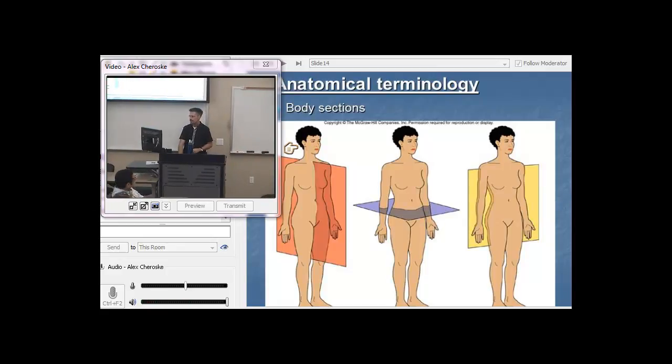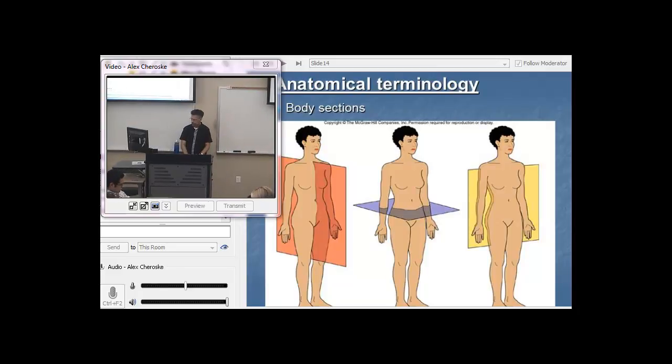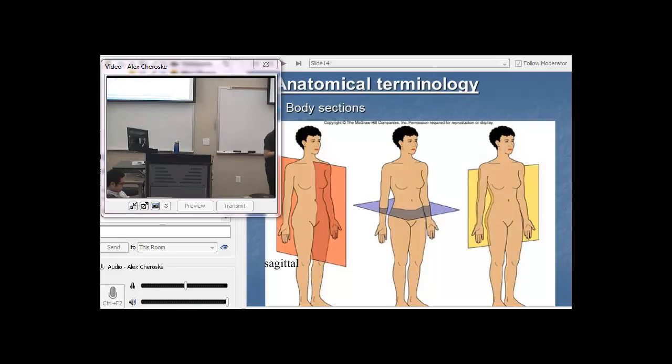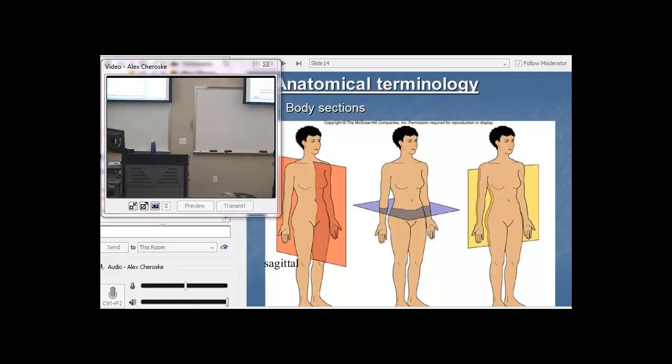This one right here is called a sagittal cut, okay? Sagittal, I'm going to write it here. It doesn't give me a lot of room to write. Sagittal is S-A-G-I-T-T-A-L, like that. A sagittal cut is going to divide whatever it is into a left and a right side, okay?